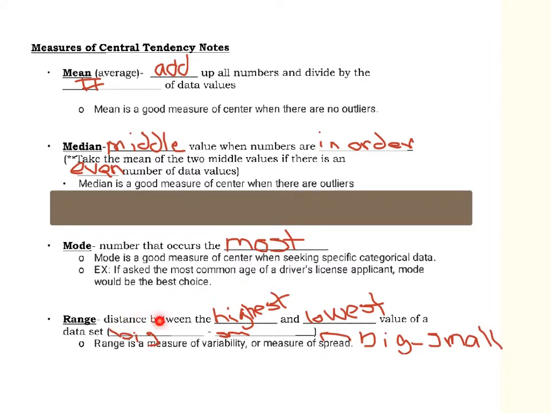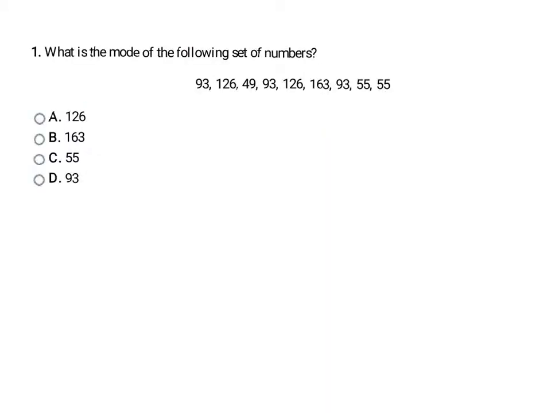The range is the distance between the highest and lowest number of a data set. So you would take the big number minus the small number. And the range is used to calculate variability or spread, so how far apart the data points are. That's the range. So here you want to calculate the number that is the mode.